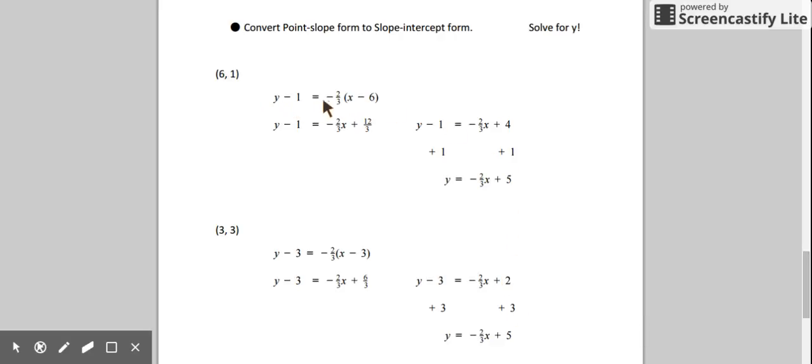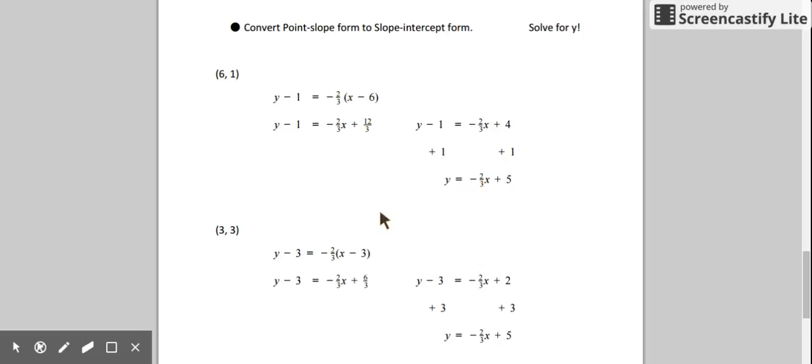So I do that by solving for y. I'm going to distribute my negative 2/3 to everything inside these parentheses. Negative 2/3 times x is negative 2/3 x. Negative 2/3 times negative 6. I multiply my tops here. Negative 2 times negative 6 is positive 12, and then divide by 3, leaving me with plus 4 here. So y minus 1 equals negative 2/3 x plus 4. I just have to add 1 to both sides to solve for y and put it in slope-intercept form. So we get y equals negative 2/3 x plus 5.